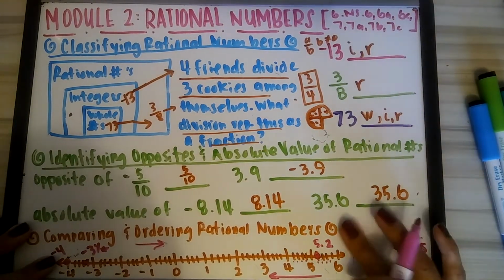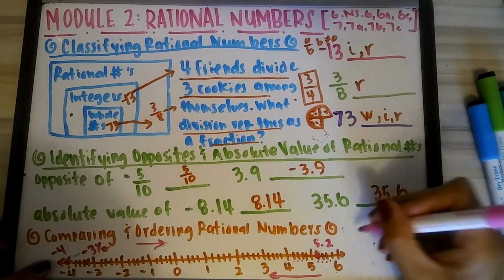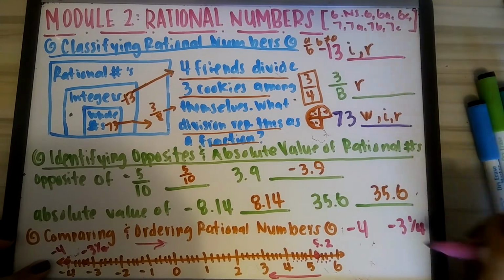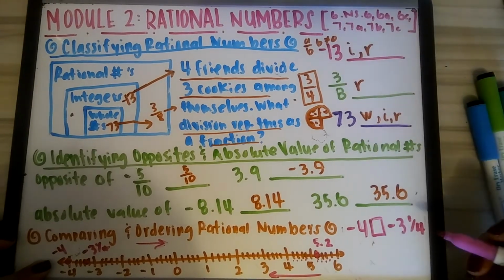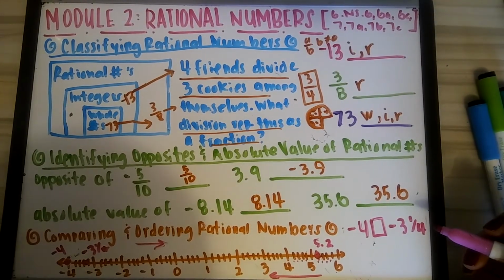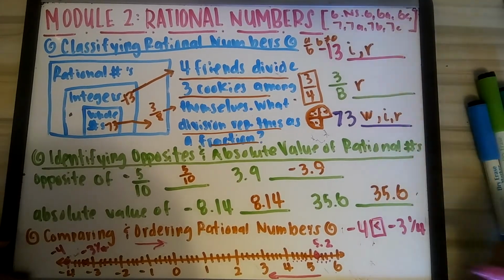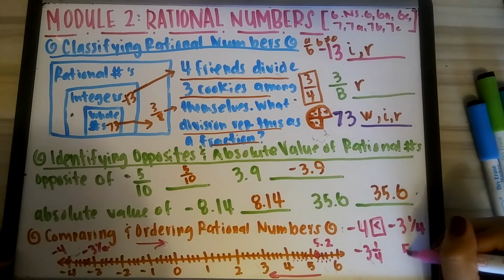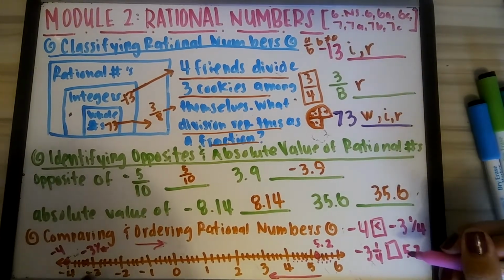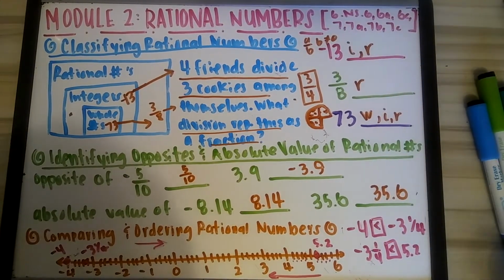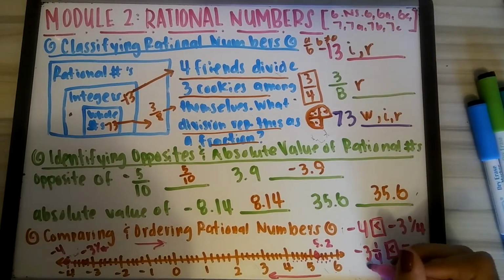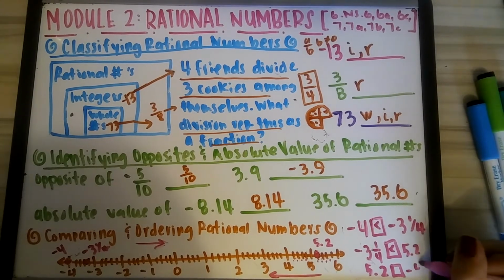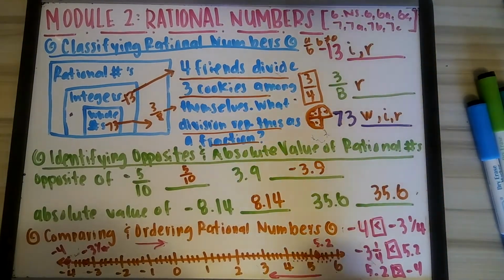if I were to compare this to right here, right? -4 and -3 1/4. Which one is greater? Is it greater than or less than right here? So I'm going to say, well, this one is further away from 0 on the left side. That means that it's way smaller, right? So this is less than. Okay, what if I were to compare -3 1/4 and 5.2? Well, negative numbers are always less than, right? So I can do that, right? If I do 5.2 is smaller or greater than -4, well, that's of course greater. Okay, so we can all do that.